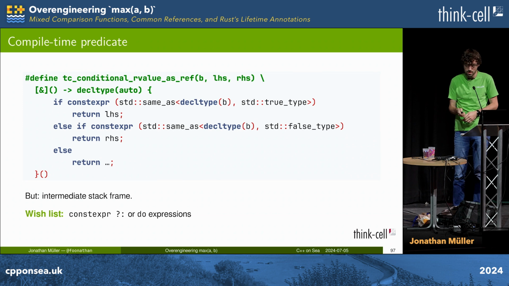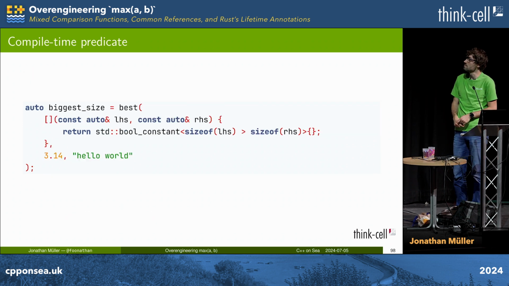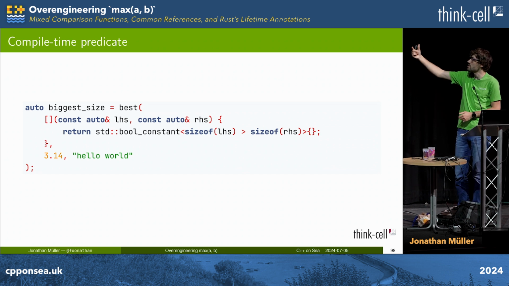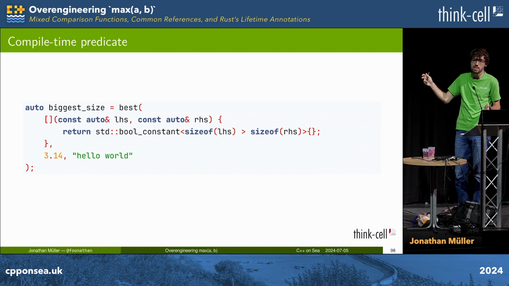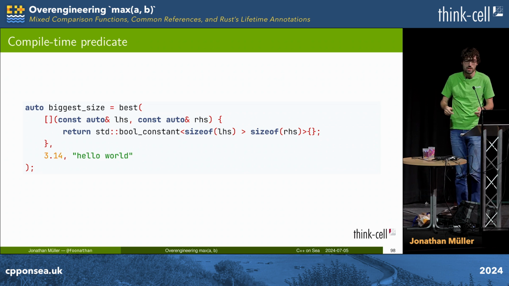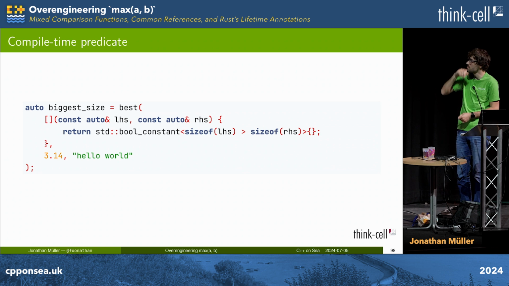This would be useful, for example, if we want to say that the best type is the one that's bigger. So this is the type that returns the biggest size, and the predicate can be entirely evaluated at compile time, returning true type or false type depending on the condition, and then we get the value of the type of the bigger size. Double and const char pointer don't have a common type, but we don't need it because we can do the check entirely at compile time. And this is really useful because you sometimes want this.